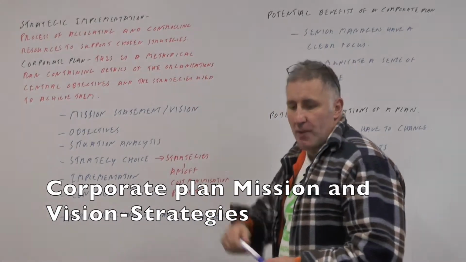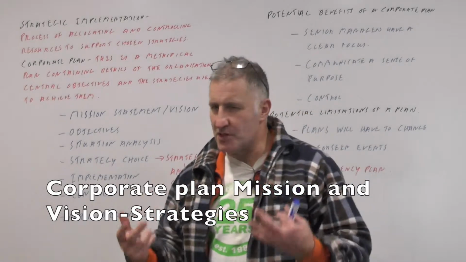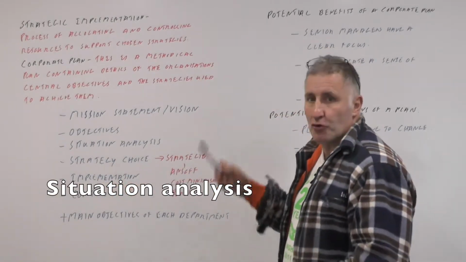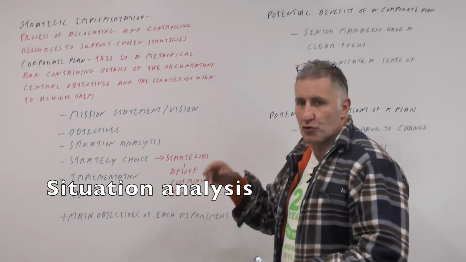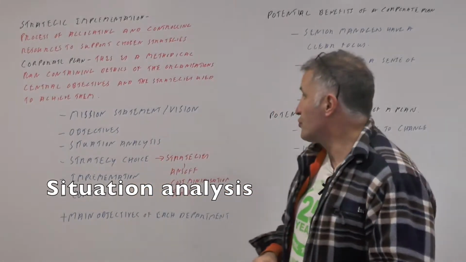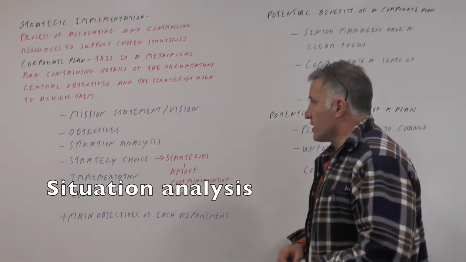Right, now the first thing you may have is a corporate plan, which is a bit like a business plan, only much bigger than that. And it is a methodical plan containing details of the organisation's central objectives and also the strategies which will be contained in them to achieve those objectives.